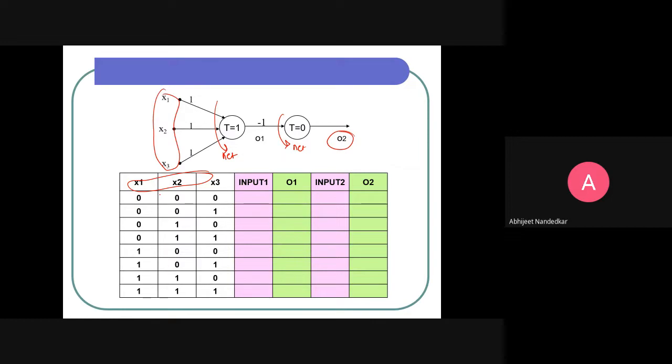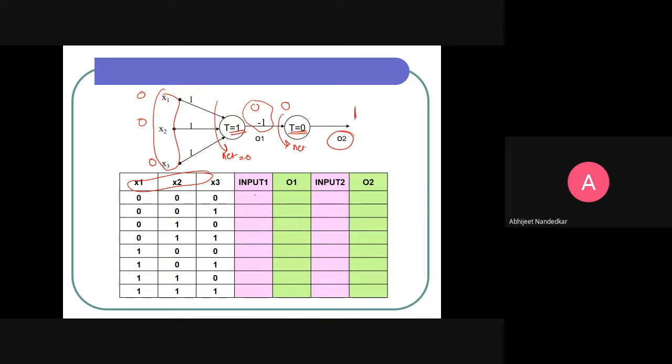So if I apply 0, 0, 0, what happens? This 0 gets multiplied with 1, plus 0 into 1, plus 0 into 1. So this net value will be 0, which is less than the threshold. So output will be 0. So this 0 gets multiplied with minus 1. So net value is 0, which is equal to this threshold. So output is finally 1.